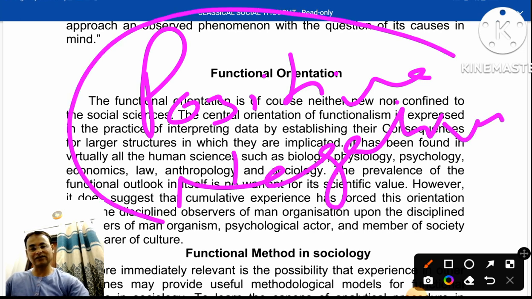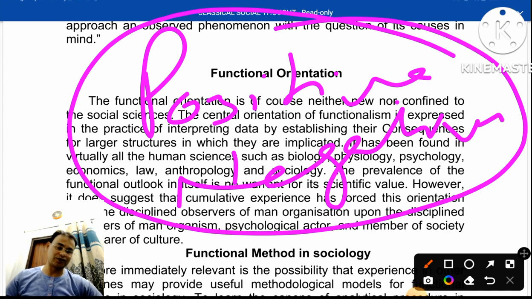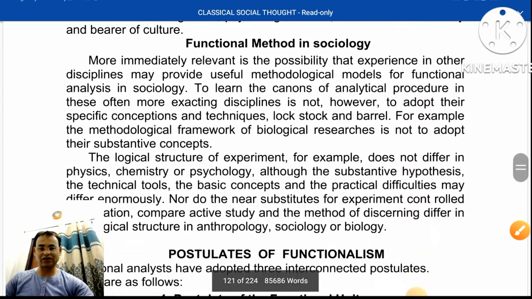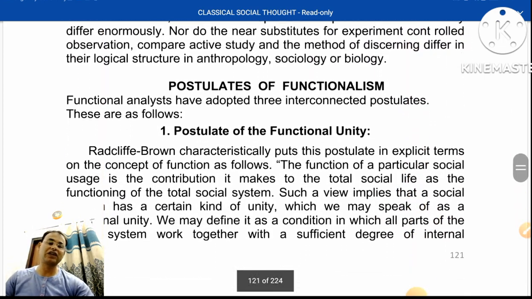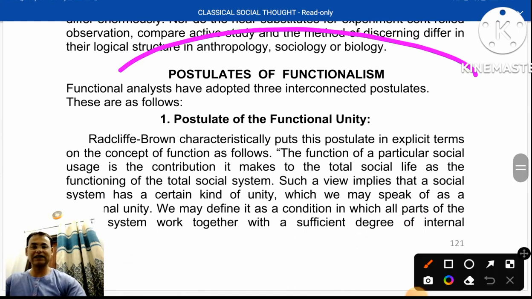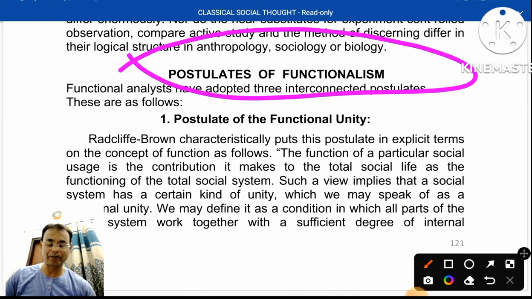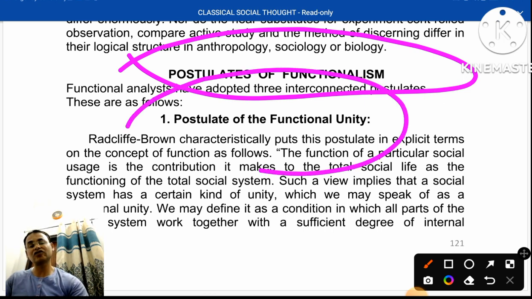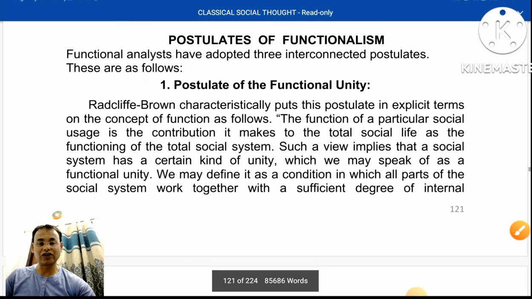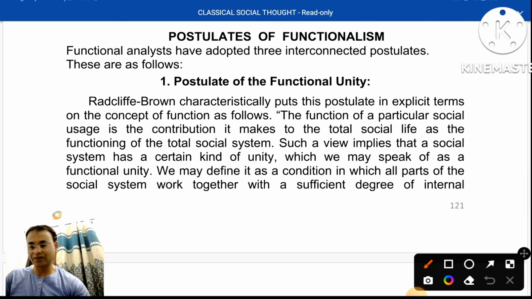And then functionalism went to anthropology. In anthropology, the postulates of functionalism have been given by Radcliffe Brown and Malinowski. There are three postulates of functionalism: the postulate of functional unity, universal functionalism, and functional indispensability.